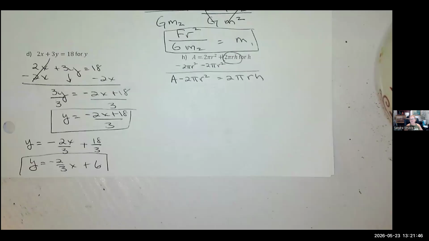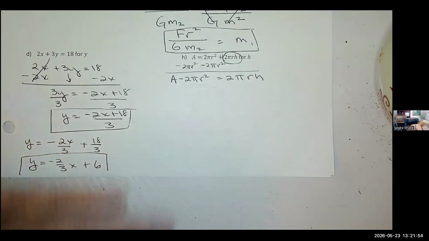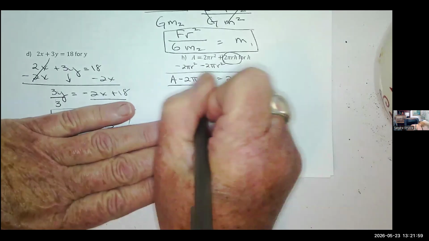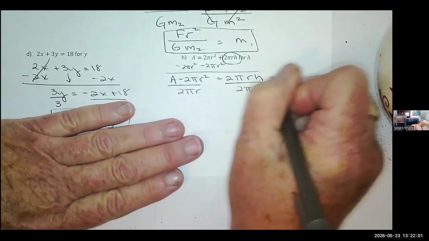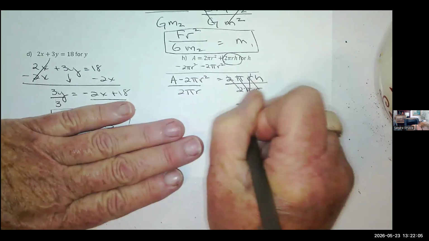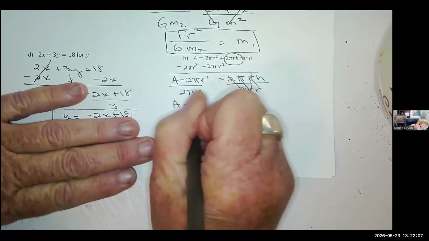Now, 2 pi r is multiplied to h. So we're going to divide both sides by 2 pi r. Gone, gone, gone, and gone. We're left with h is equal to a minus 2 pi r squared over 2 pi r.